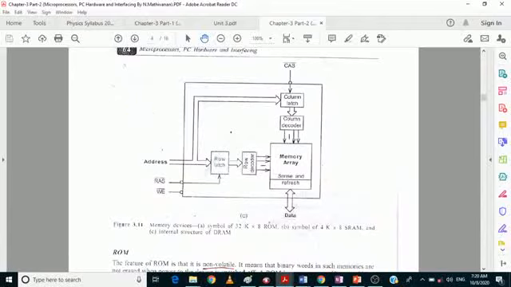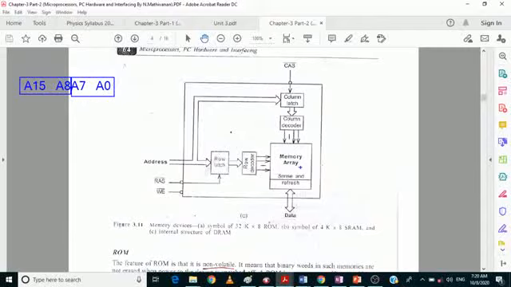So here the entire address is split into two parts. I'm assuming that it is a 16-bit address bus, A15 to A8, A7 to A0. The higher order byte is called the row address, and the lower order byte of the address bus is called the column address.